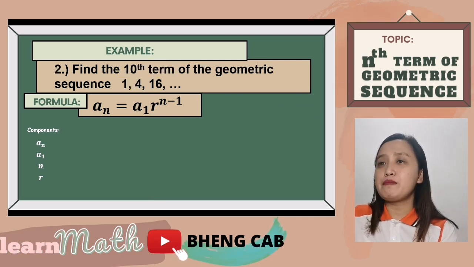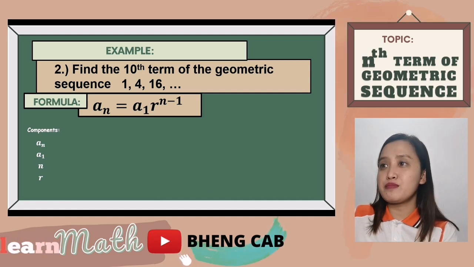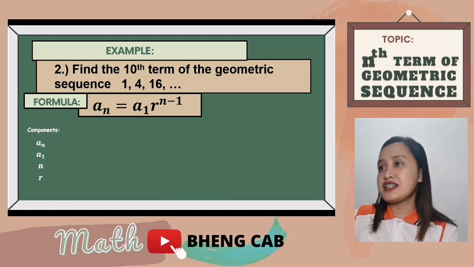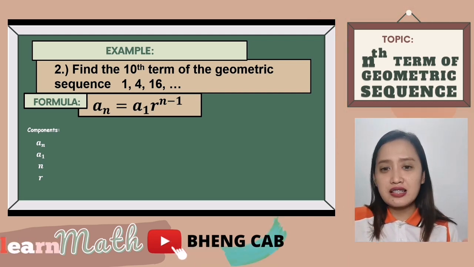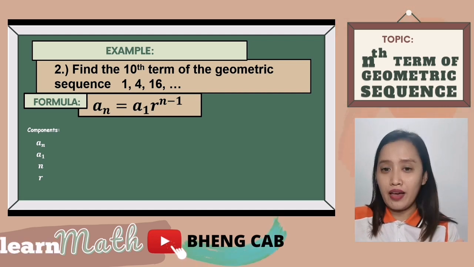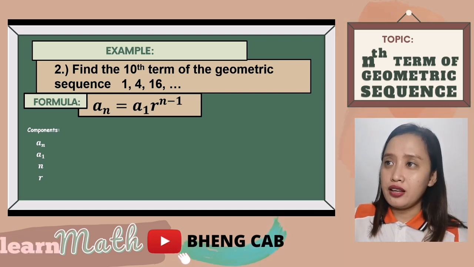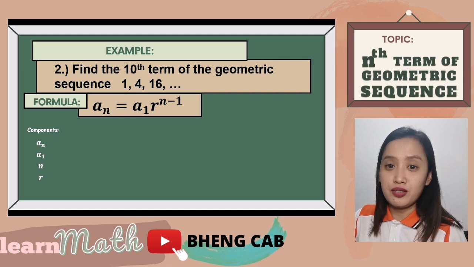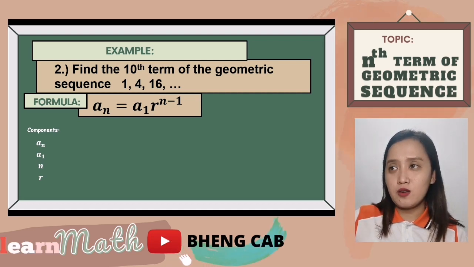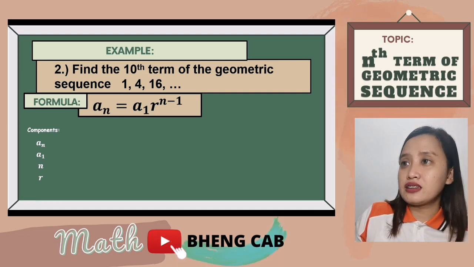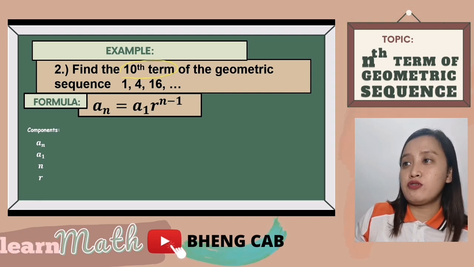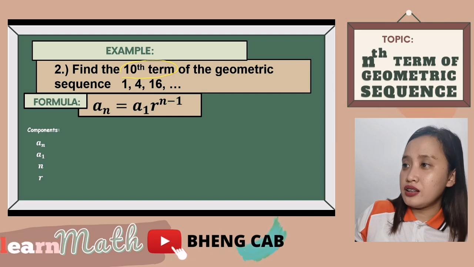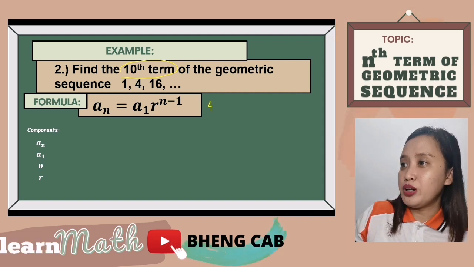Okay, for this example, find the 10th term of the geometric sequence 1, 4, 16, and so on and so forth. Okay, so, ang objective natin ay parang katulad lang sa objective na meron tayo sa number 1. Kanina, 6th term yung hinahanap natin, ngayon meron tayong 10th term. So, ganun lang din. Find the 10th term of the geometric sequence 1, 4, 16.